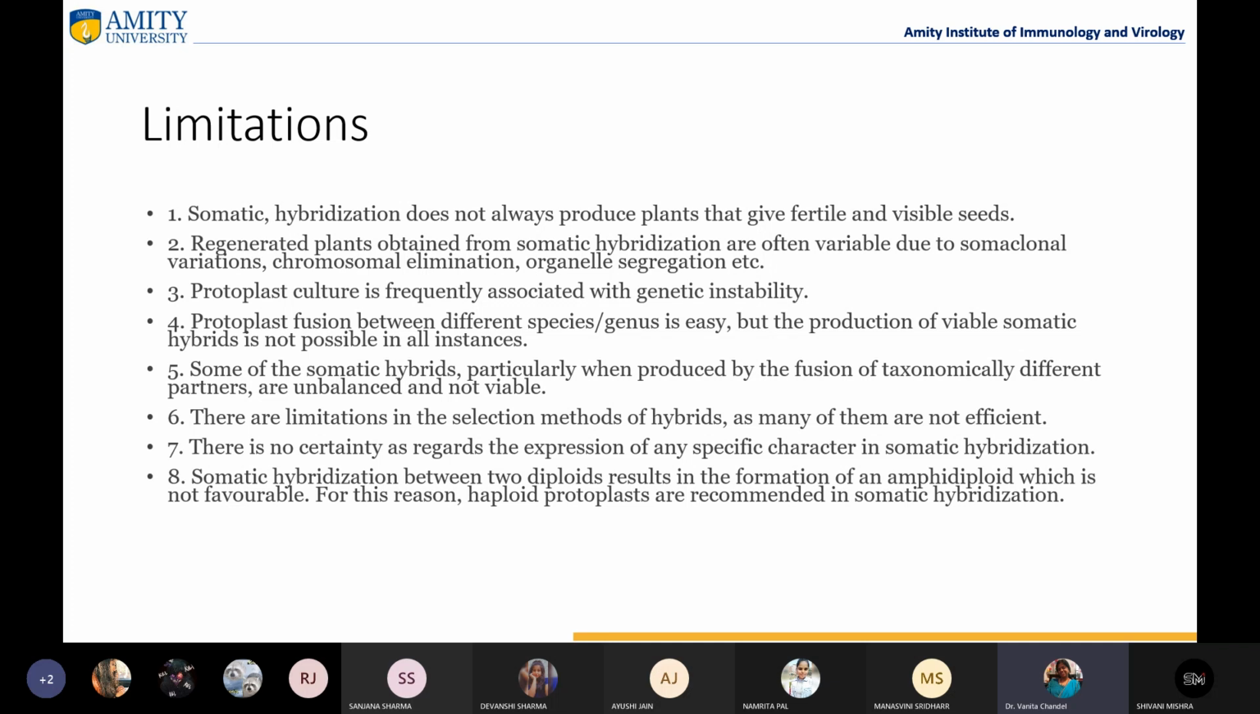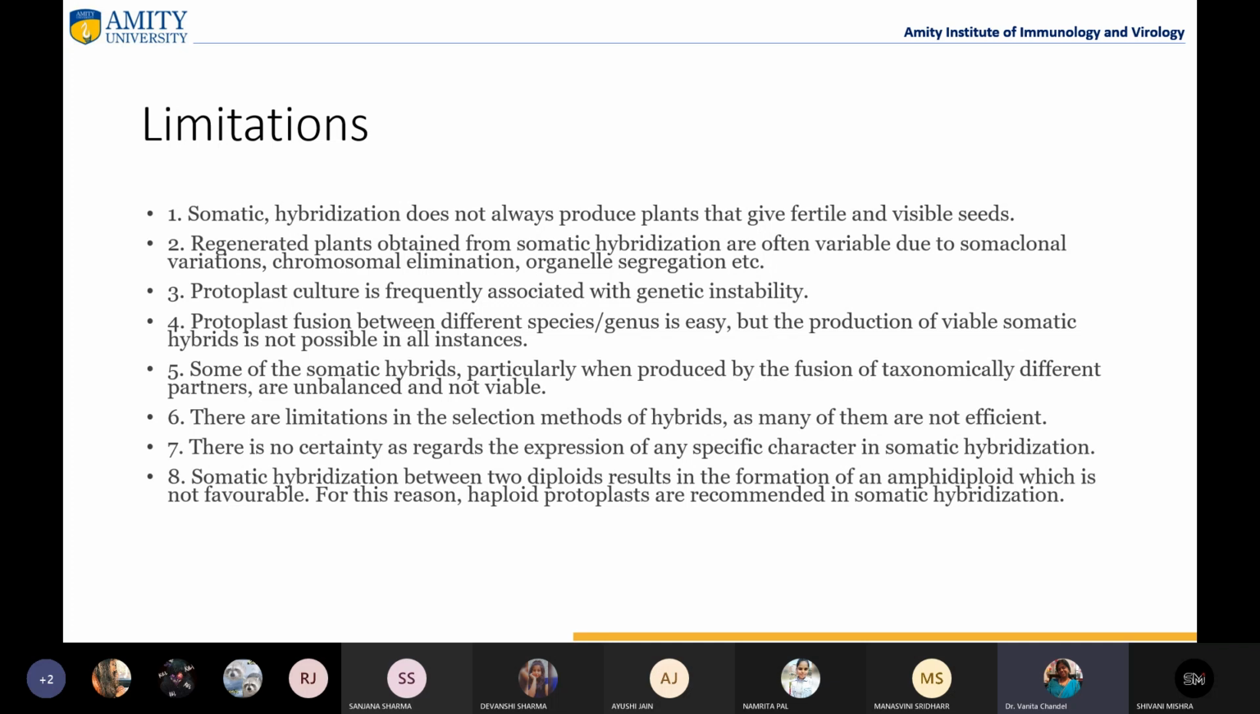Then protoplast fusion between different species is easy, but production of viable somatic hybrids is not possible in all cases. So we need to look for this also. Some somatic hybrids, particularly when produced by fusion of taxonomically different partners, are unbalanced and not viable. Then there are limitations in the selection methods of hybrids also, and many of them are not very efficient. And there is no certainty regarding the expression of any specific characters in somatic hybridization.